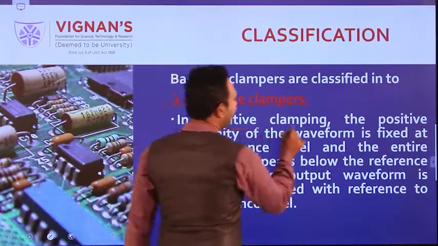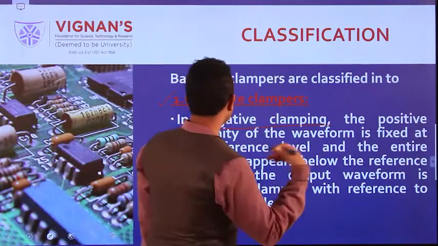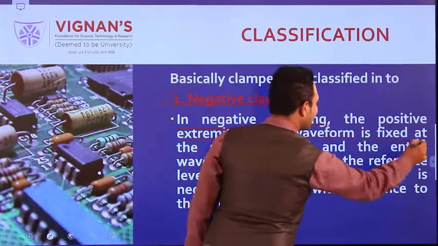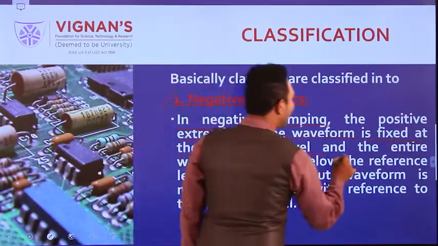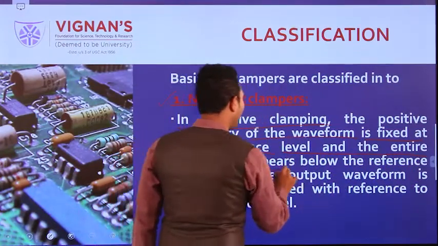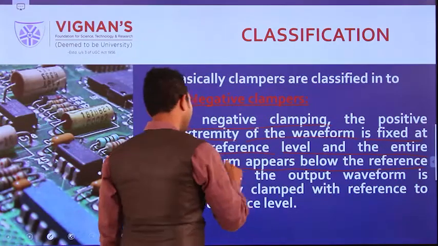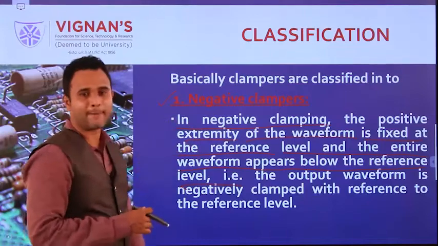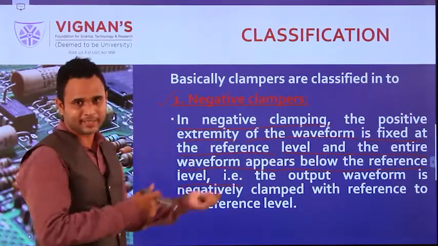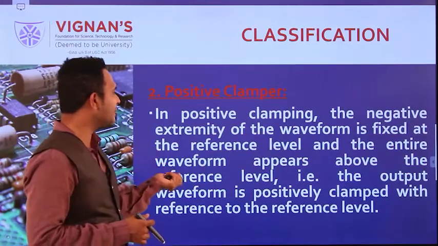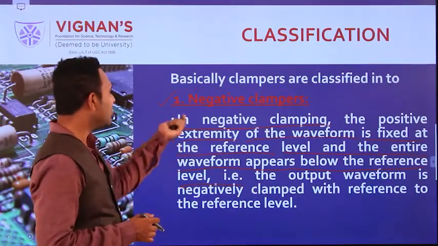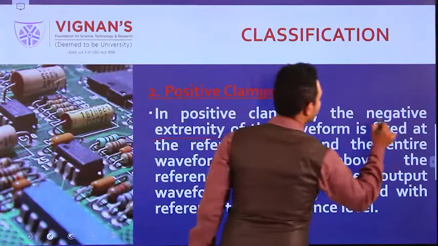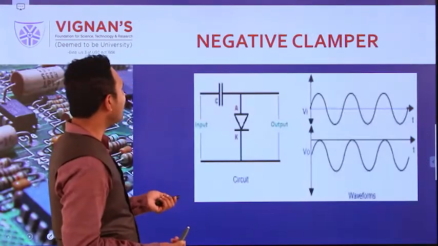In negative clamping, the positive extremity, the positive side of the waveform, is fixed at the reference level and the entire waveform appears below the reference level. We do this with the help of negative clamping. We will discuss the circuit later. Positive clamping is the reverse: there we fix the negative extremities.